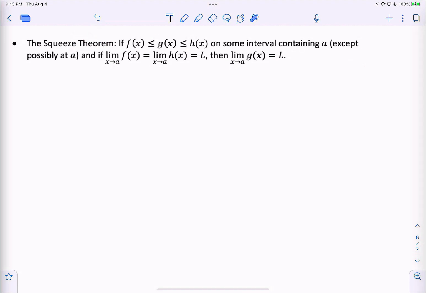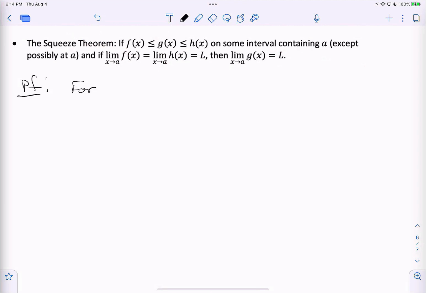Remember that the squeeze theorem said that if we have three functions f, g, and h, such that f is the smallest, h is the biggest, and g is between them on some interval containing a, and if as x approaches a, the limits of f and h are both equal to some number L, then the limit of the function in the middle as x approaches a is also equal to L.